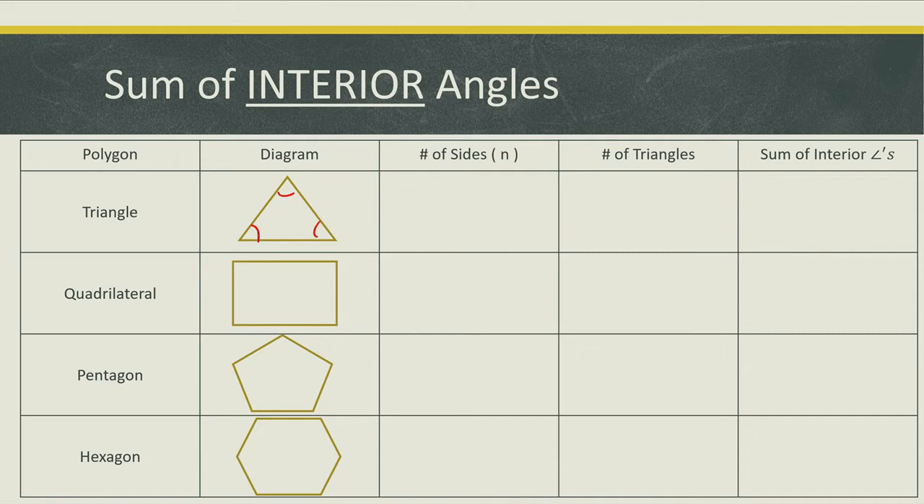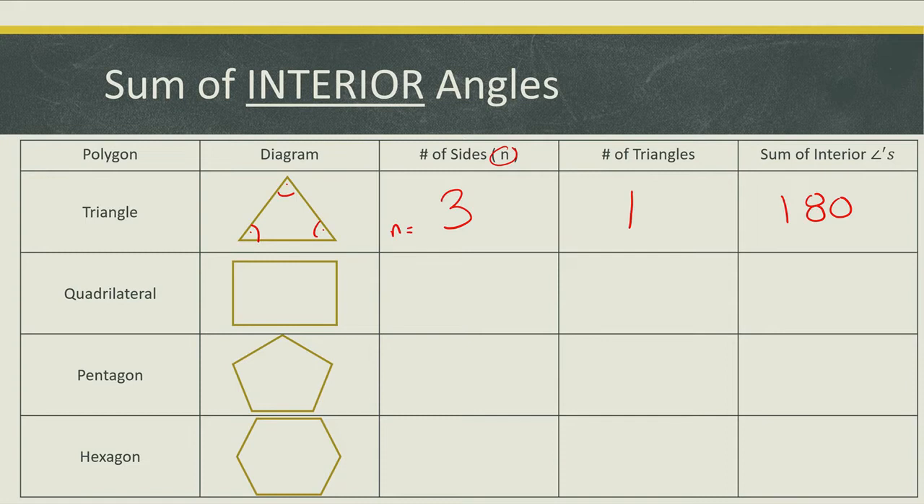Here's why. If we break a triangle down to its basic form, a triangle has three sides, and that's what we're going to denote by n. So n equals 3. It takes three sides to create one triangle, so we have one triangle here. If we add up all the angles inside this triangle, it doesn't matter what they each measure. What matters is what they add up to. We've known since maybe 7th grade that the angles inside a triangle add up to 180 degrees.